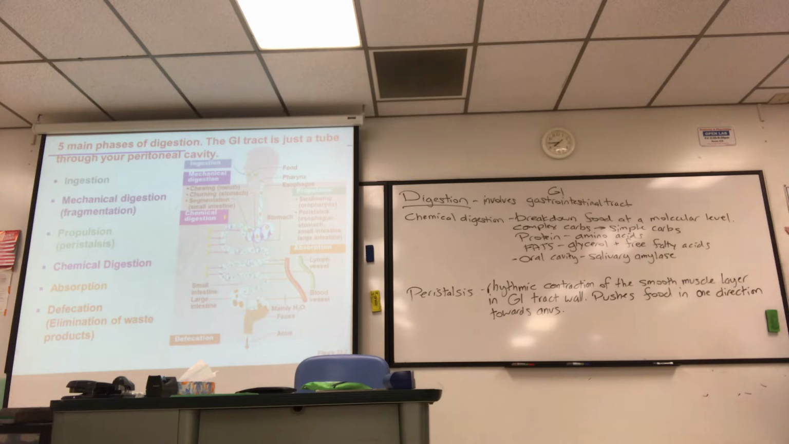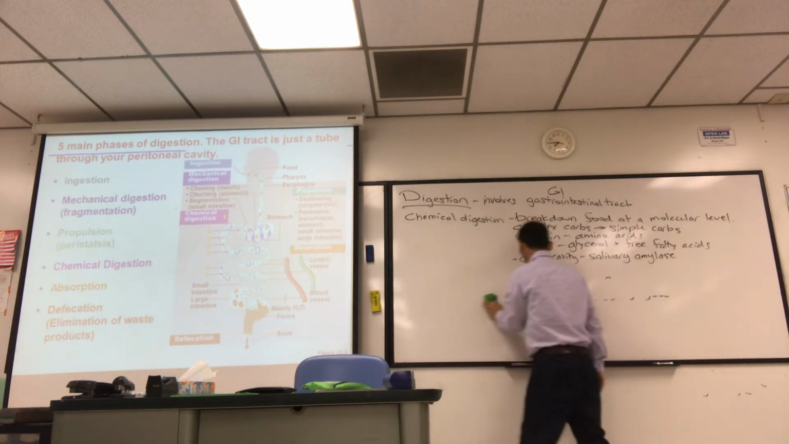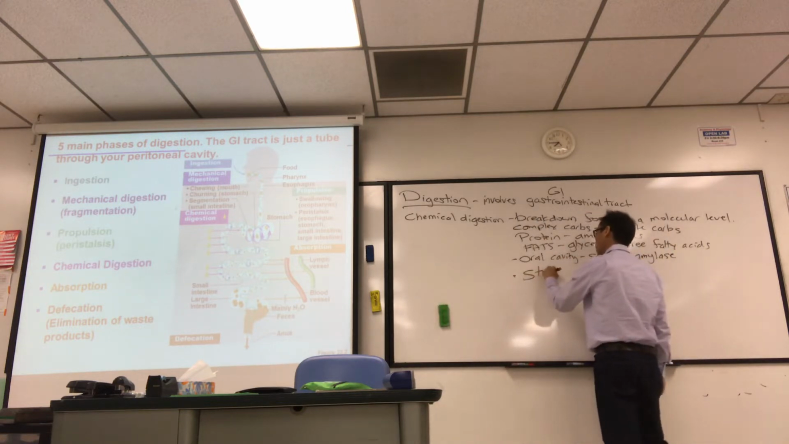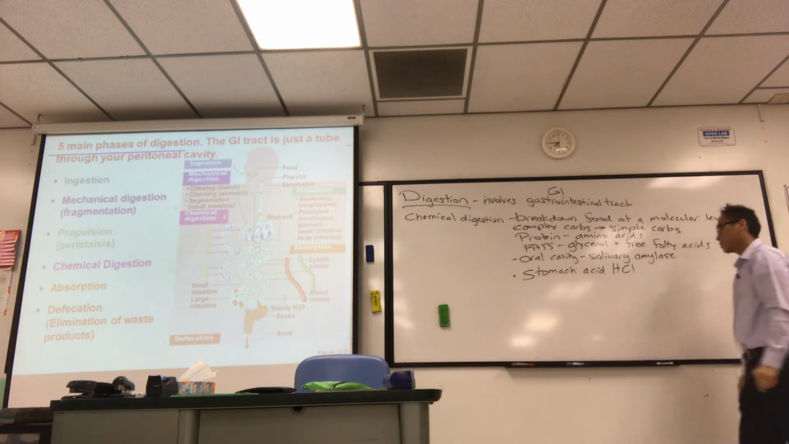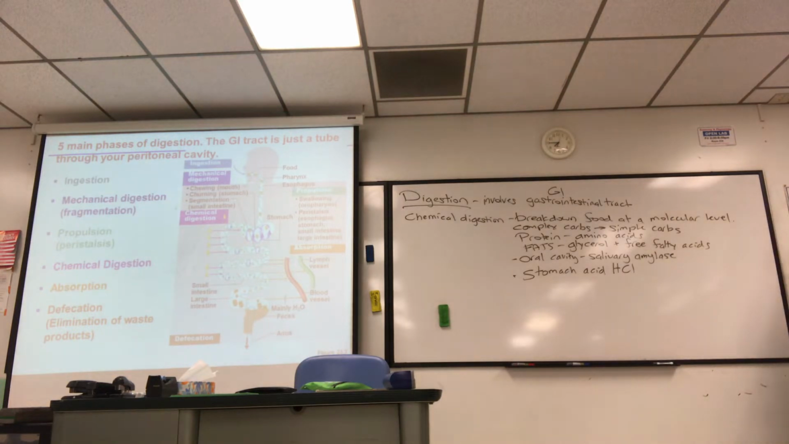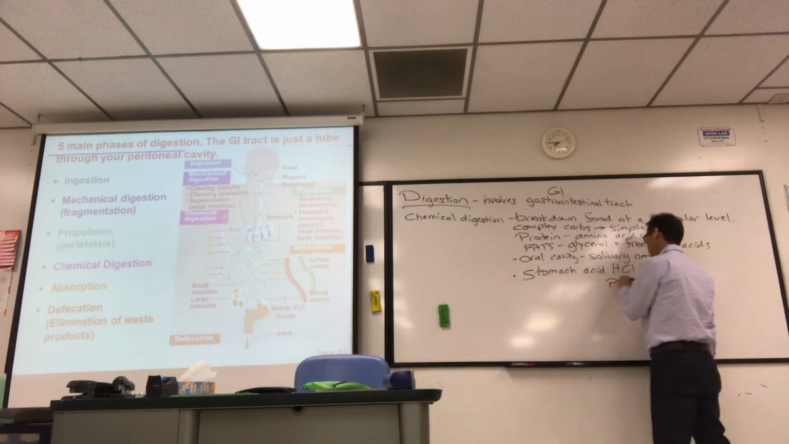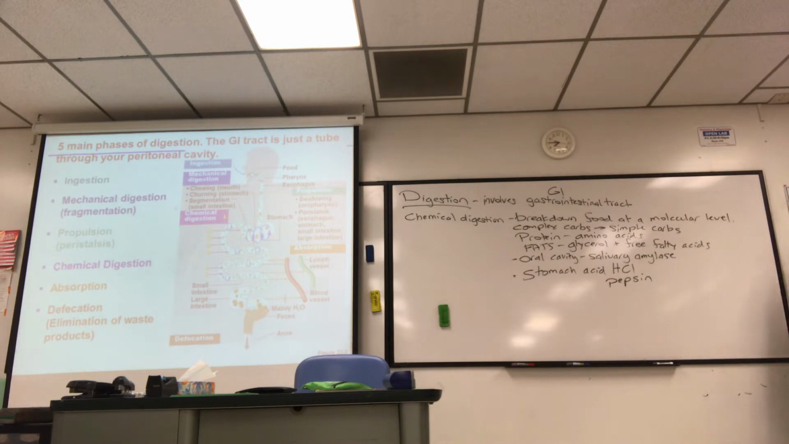Then you swallow the food and it gets down to the stomach. And the stomach is another key organ for chemical digestion, mostly because of the stomach acid. Good old HCl is a very effective chemical digester. There's other things in the stomach, for example, pepsin. The peptide bonds in proteins are broken by this molecule. That comes from the stomach.